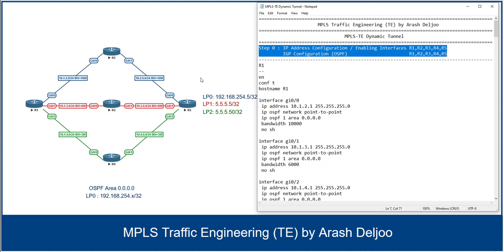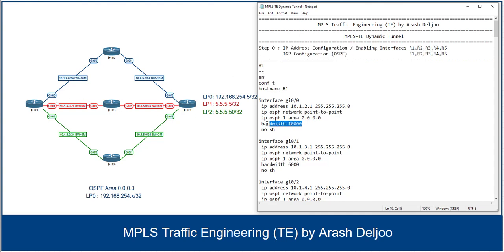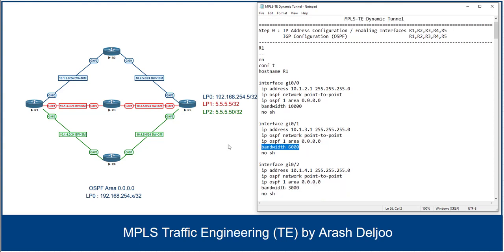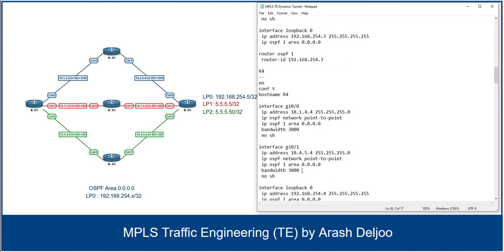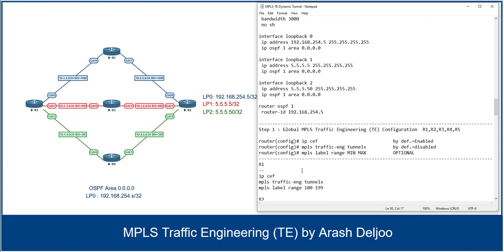For example, in router 1, as you can see, I configured on GigabitEthernet 0/0 bandwidth 10,000, meaning 10 megabit per second or 10,000 kilobit per second. On GigabitEthernet 0/1, the bandwidth is 6,000 kilobit per second or 6 megabit per second. And on GigabitEthernet 0/2, the bandwidth is 3,000 kilobit per second or 3 megabit per second. Step 0 is done, and you have this configuration. You can use it. Let me go to step 1.